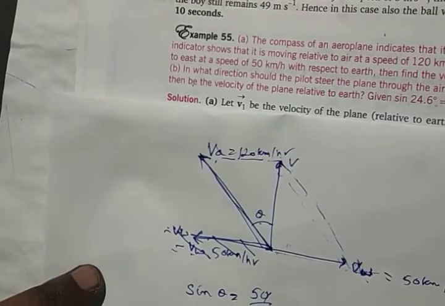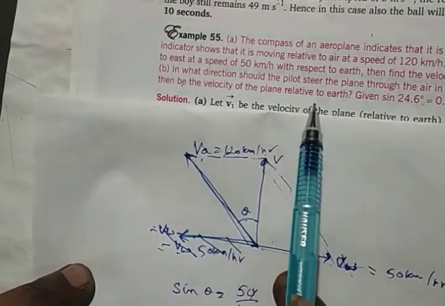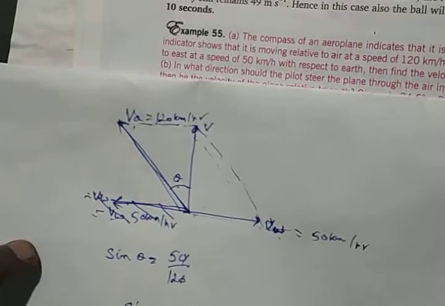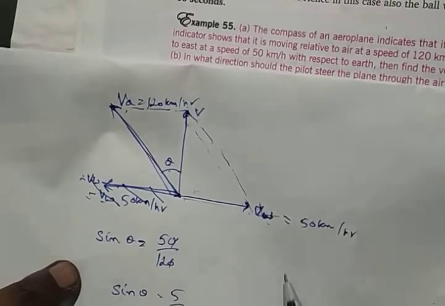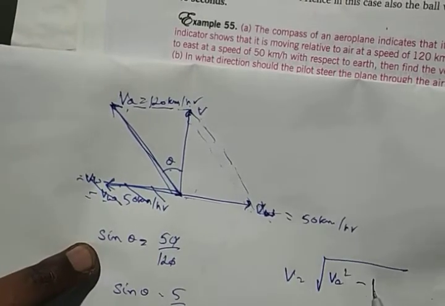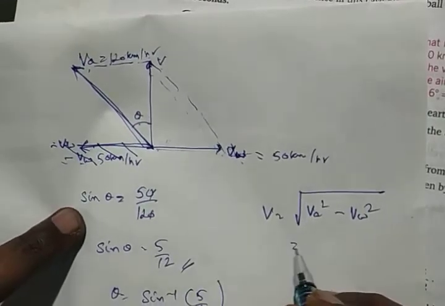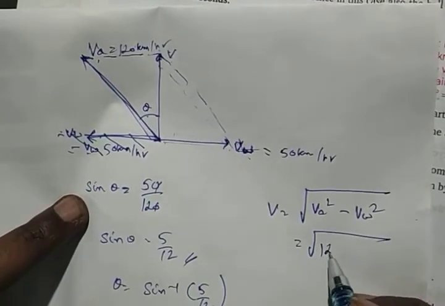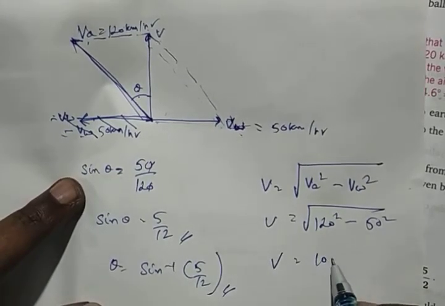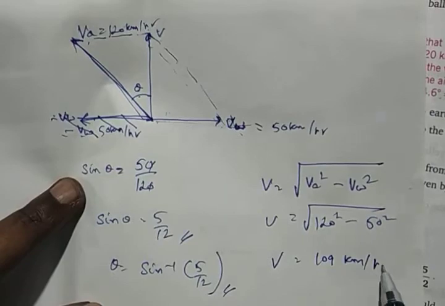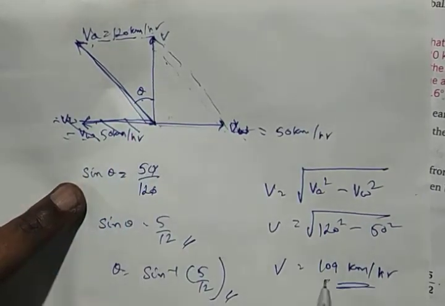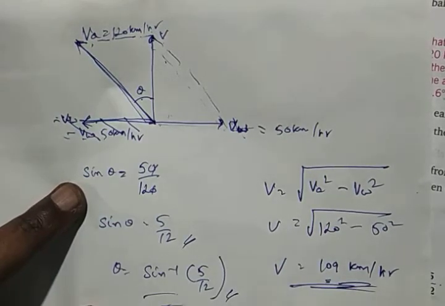And also, what then will be the velocity of the plane relative to the earth? What will be the velocity here relative to the earth? So we need to find out. You want to find out V here, which is equal to under root of VA square minus VW square. So it becomes equal to under root of 120 square minus 50 square, and V is going to be equal to 109 kilometers per hour, the final velocity in which it will be heading in this direction. So you get this one and this angle also.